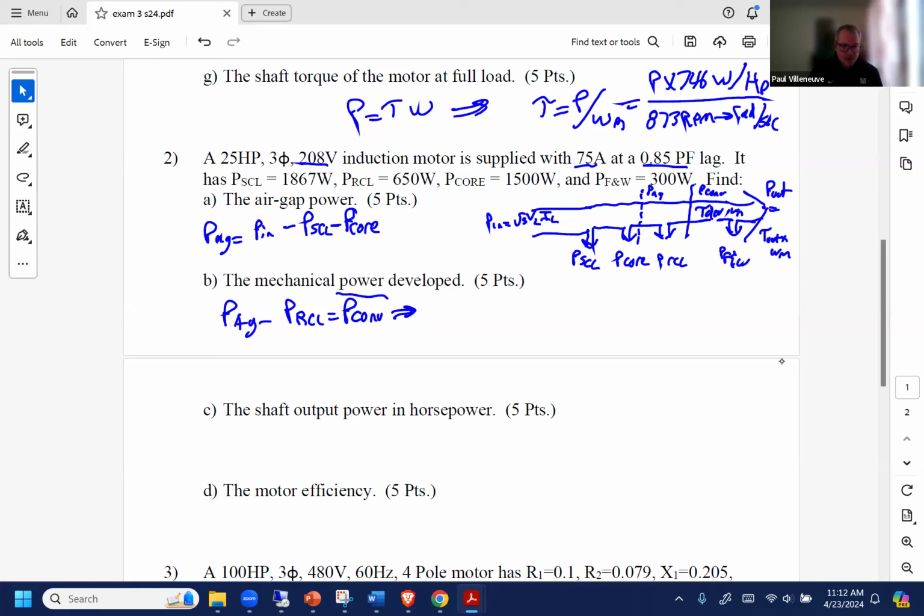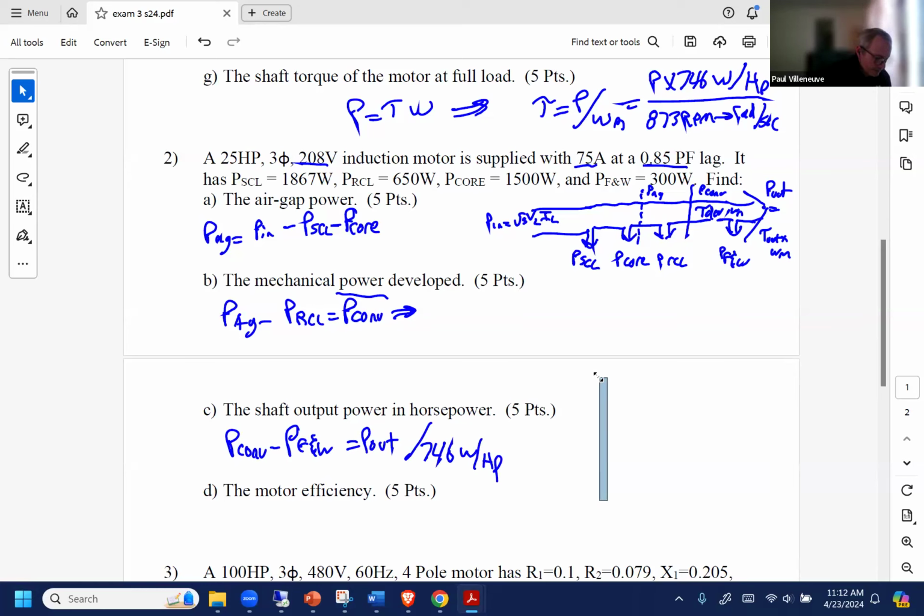My next step is what is the shaft output power in horsepower? So I'm already over here at converted. Now I just have to get rid of friction and windage. So P converted minus P friction and windage is going to be equal to P out. And again, this is all in watts. So now I have to divide this by 746 watts per horsepower to get that value.